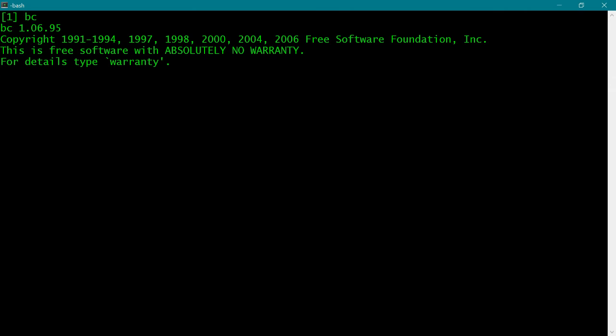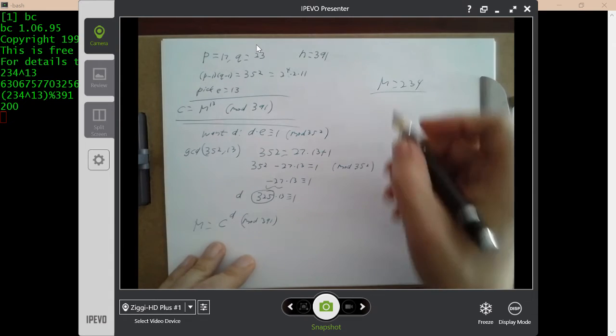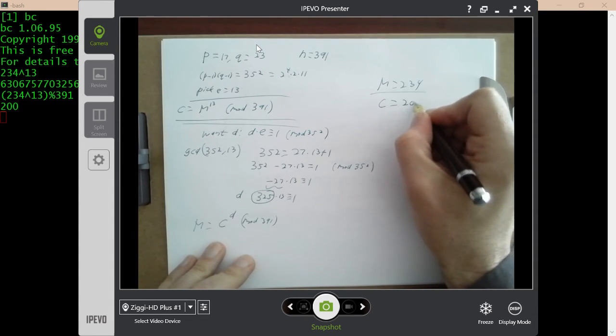So let's do our calculations. So for my message, let's suppose we pick a message of 234. So I want to do 234 to the 13th mod 391. So 234 raised to the 13th is that big long number. And if I reduce it mod 391, I find a ciphertext of 200. So my message was 234 and my ciphertext was 200.